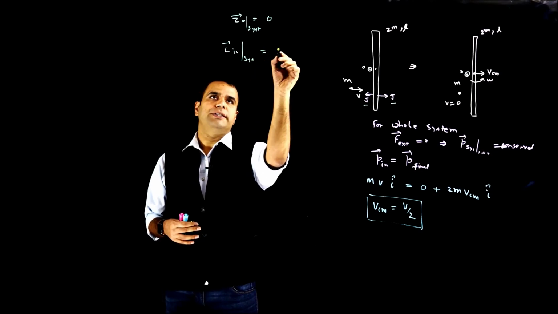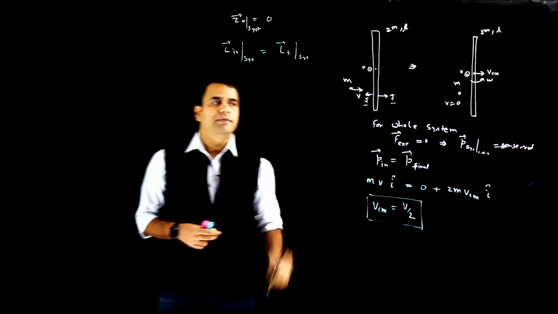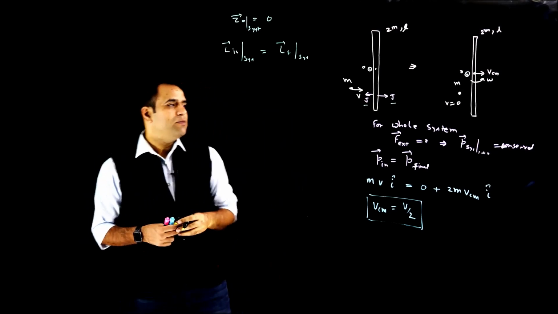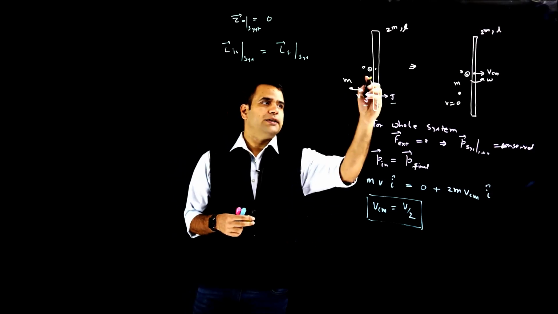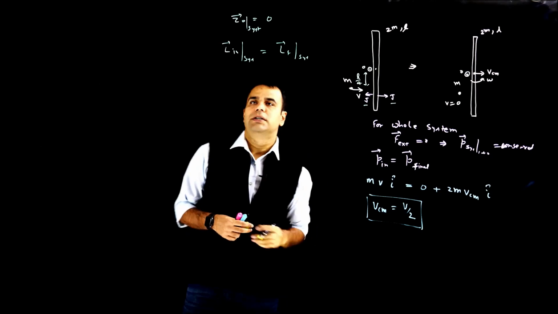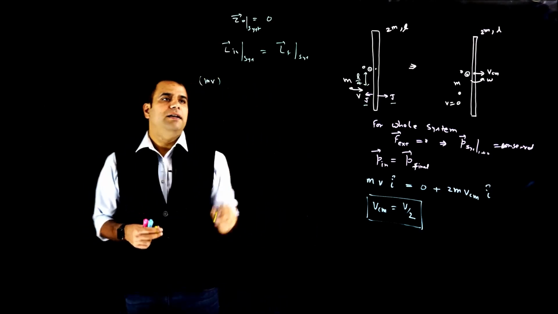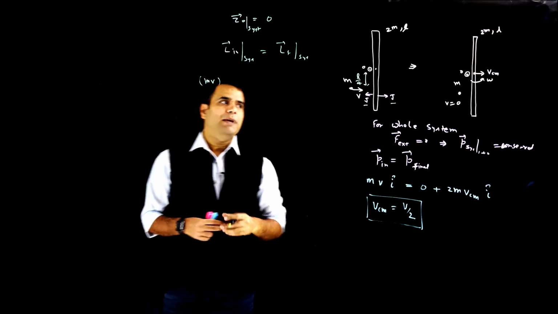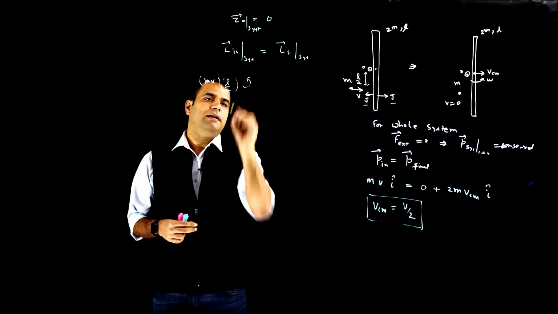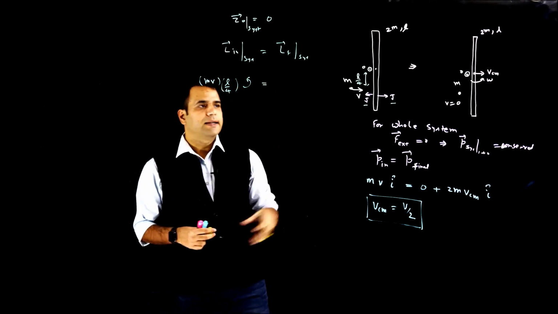angular momentum for the whole system will be equal to the final angular momentum for the whole system. So let's calculate that. If I calculate the initial angular momentum for the system, you see, this is L by 4. So due to the point mass, we can write linear momentum multiplied with L by 4, and that is in anti-clockwise direction.